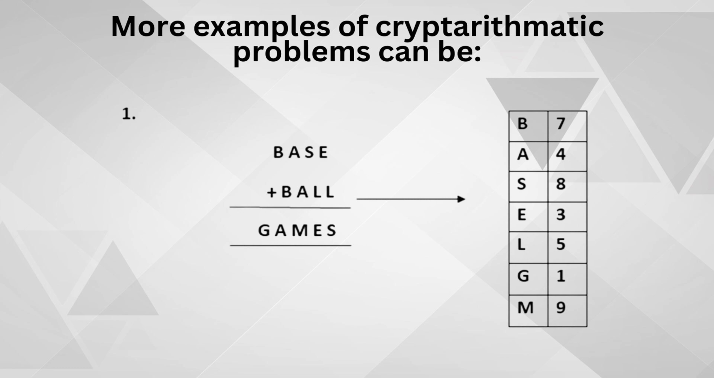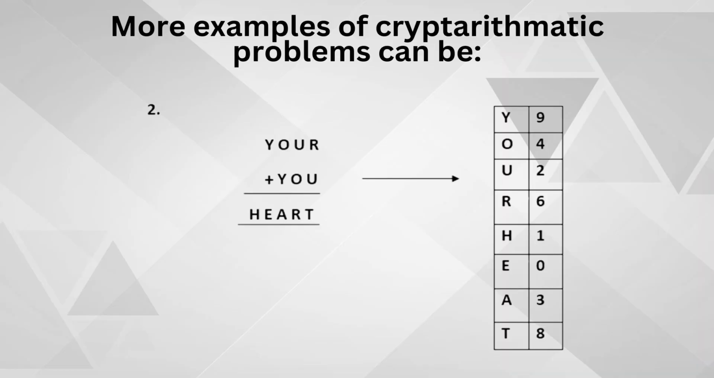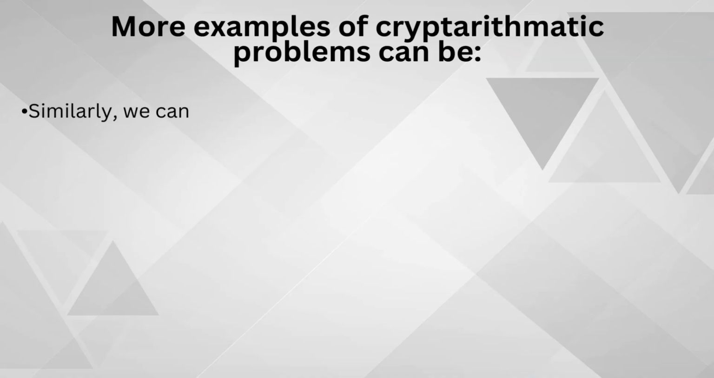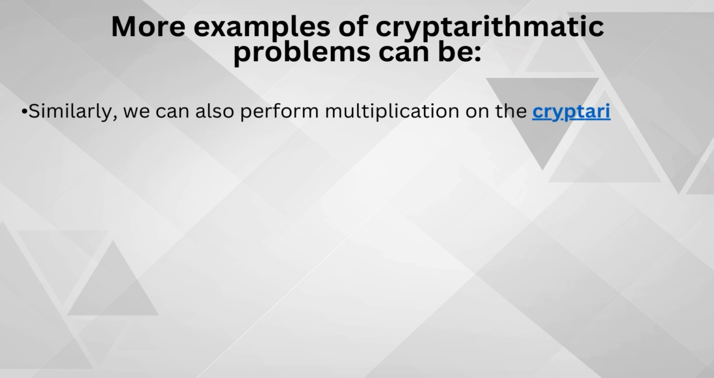We have another example, your plus U is equal to heart. So, by solving this, we get Y is equal to 9, O is equal to 4, U is equal to 2, R is equal to 6, H is equal to 1, E is equal to 0, A is equal to 3 and T is equal to 8. Similarly, we can also perform multiplication on the cryptarithmetic problem.